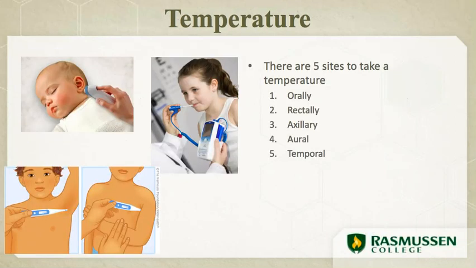Temperature is next. A normal body temperature is 98.6 degrees Fahrenheit. And generally, here in the United States, we do always require and record temperature in Fahrenheit. There are 5 sites that a temperature can be taken: orally, rectally, axillary, aurally, or in the ear, and temporal. Your body temperature will usually be its lowest first thing in the morning, and it will rise throughout the day. But there are many things that can actually affect a patient's temperature, and I'm going to leave that for you to read about.